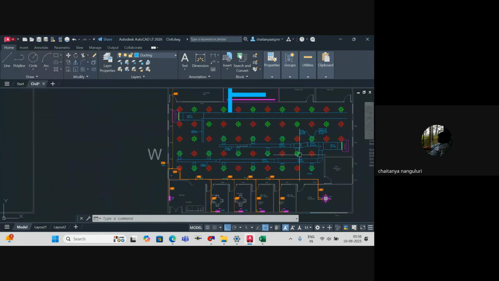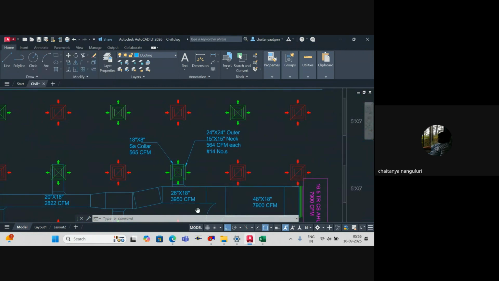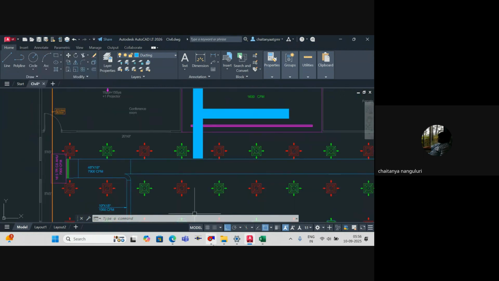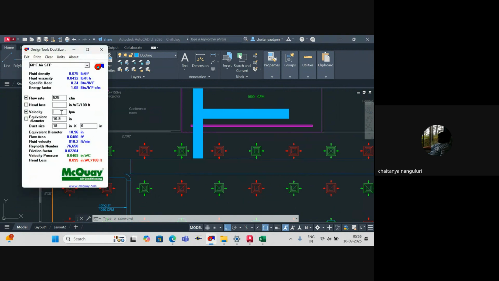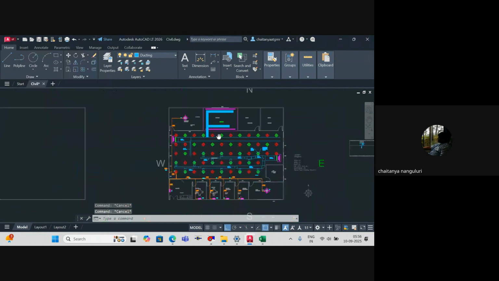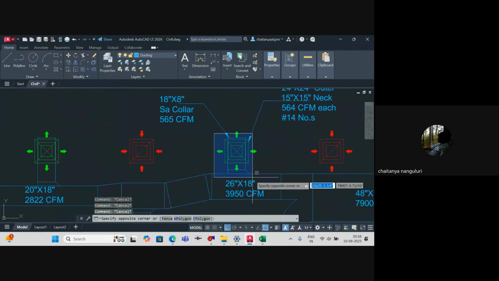What is our neck size we thought? 15 by 15 inches. Neck is sufficient even for this, obviously. I'll just cross-check it. 400 FPM or so. So 15 inches, 12 inches, and 17 inches is coming. So 15 by 15 is fine for us. Now again, 525. Velocity is 600 or something because it's a collar. Let's say it is 8 inches by 18. So the same collar size, you can use it over here again. You agree?